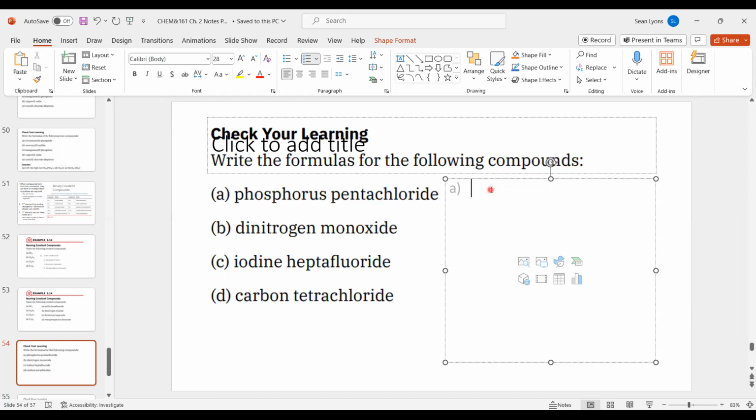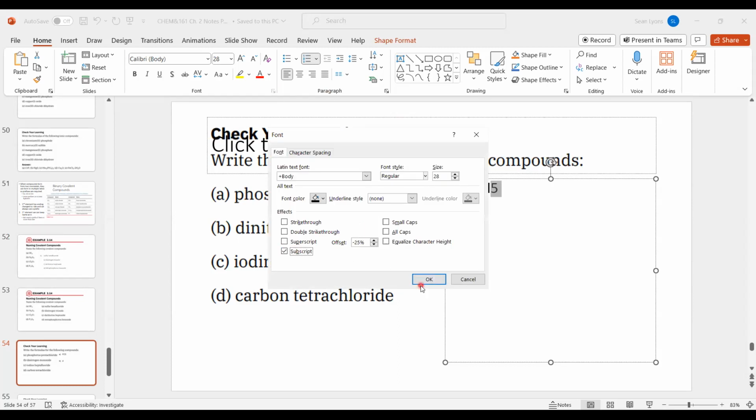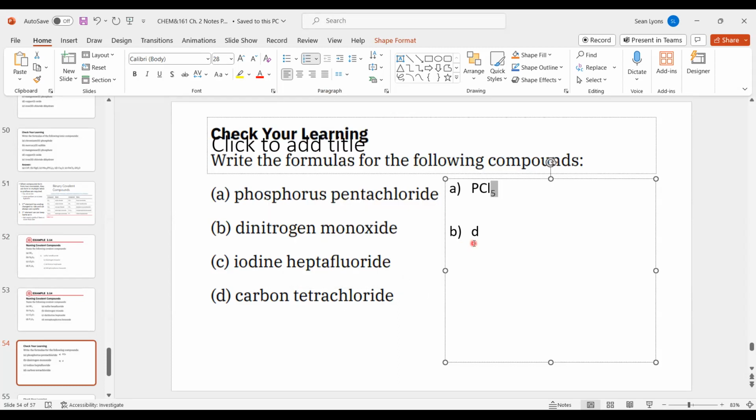So for the first one, we're going to have phosphorus and then chlorine. And then since it's just phosphorus, we're only going to have one of those. So I'm just going to do that there so the subscript doesn't get put down. But then with the pentachloride, that means we're going to have 5 of those chlorines.